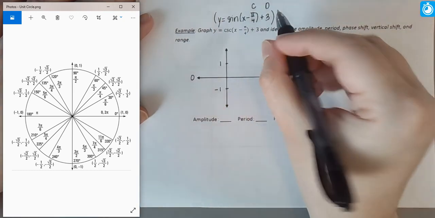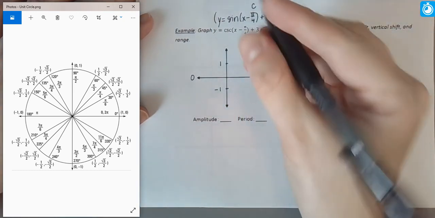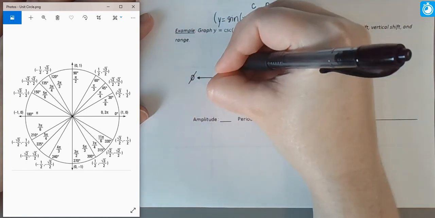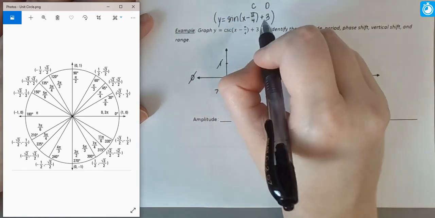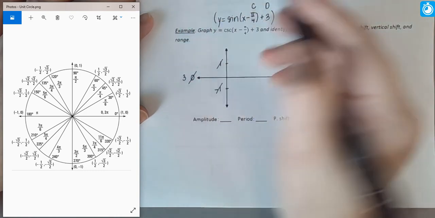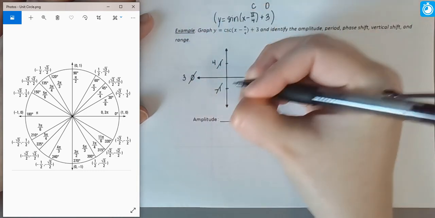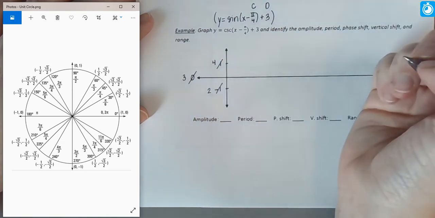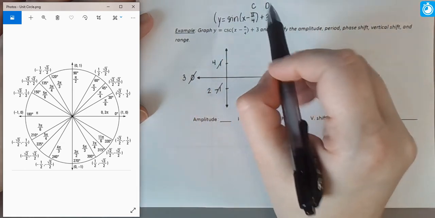Is it? What about this 3? What do we do with that? Well, we have to actually shift all of these, right? So the central line is going to shift from 0 to 3, and then 1 unit up from there, which is going to take us to 4, and then 1 unit down, which is going to take us to 2 because of that shift.